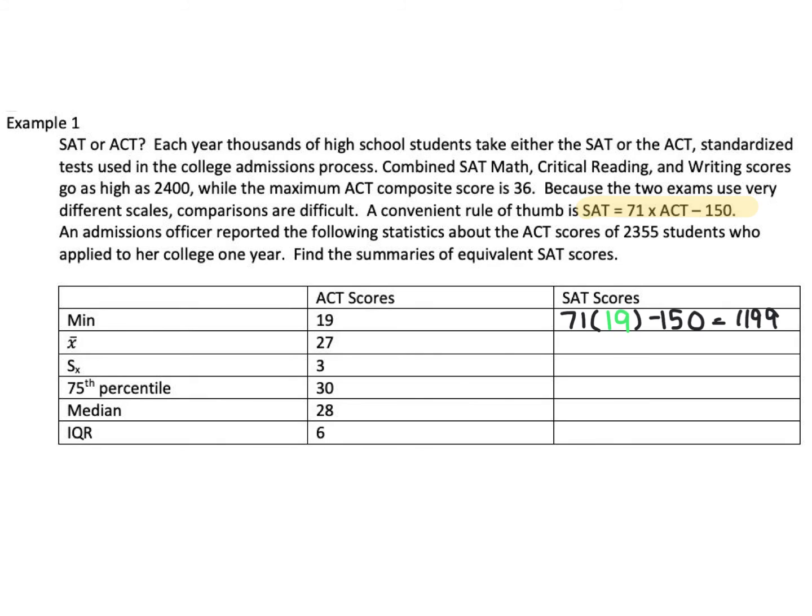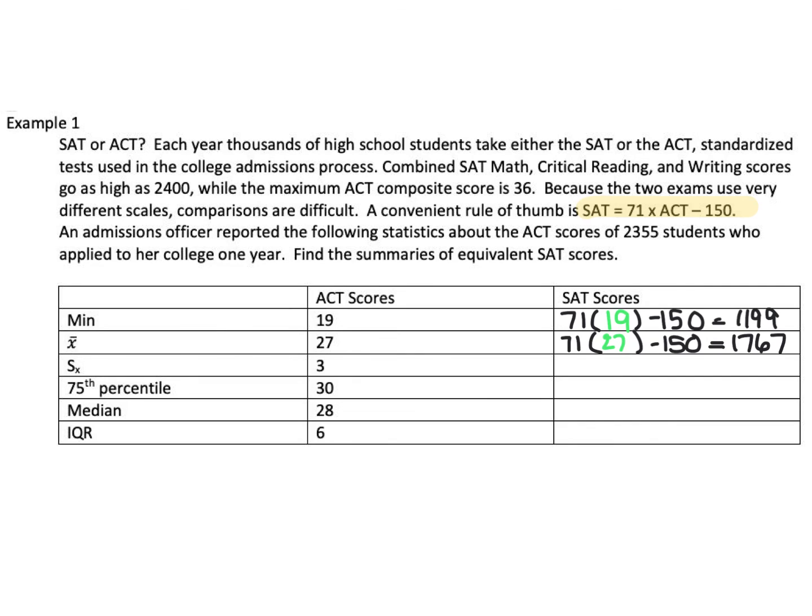So let's find the equivalent mean score. So X bar is your mean. So mean is a measure of center, and they are impacted by both adding and multiplying. So if I do 71 times 27, subtract 150, that gives me 1767 for the mean SAT score.